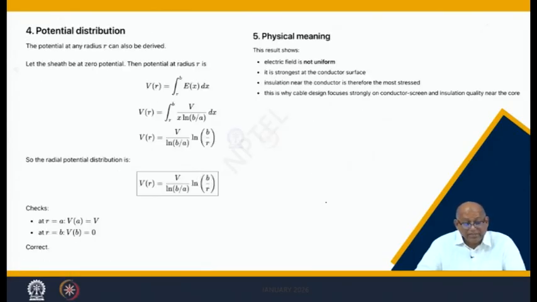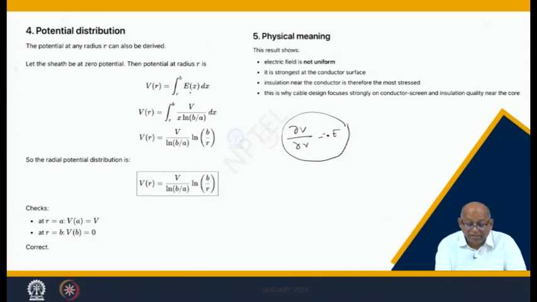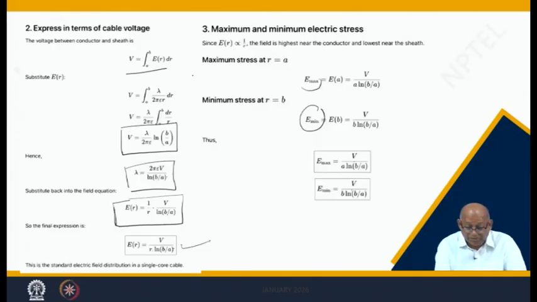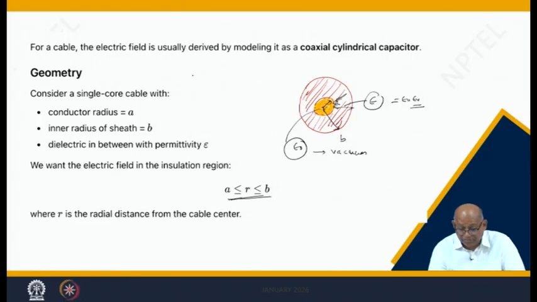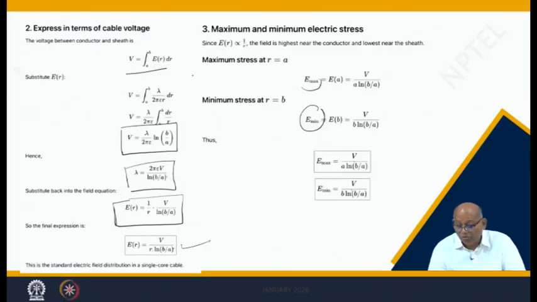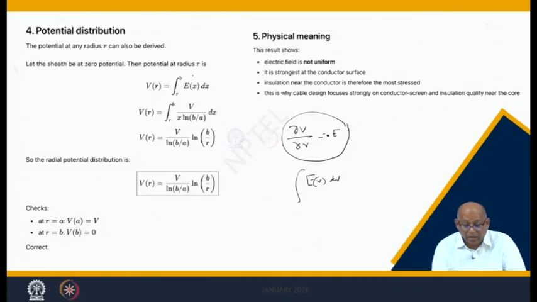If you look at the potential distribution of R, dV by dR is equal to minus the electric field. This is the gradient in the radius direction. So if you integrate E of R dr from any R, between B and A, where B is the outer radius, and the outer is at 0 potential, if you integrate R to B, this becomes your voltage.